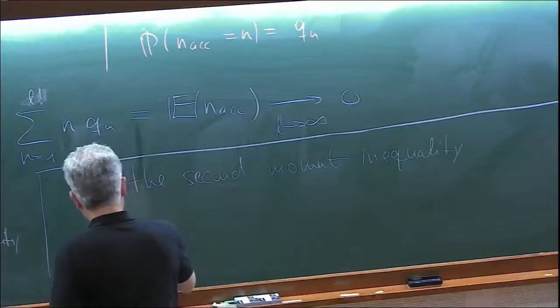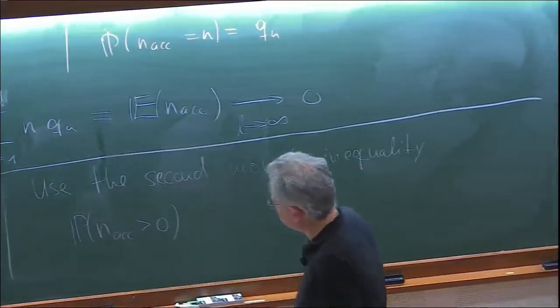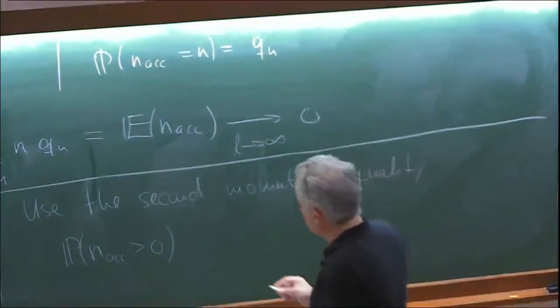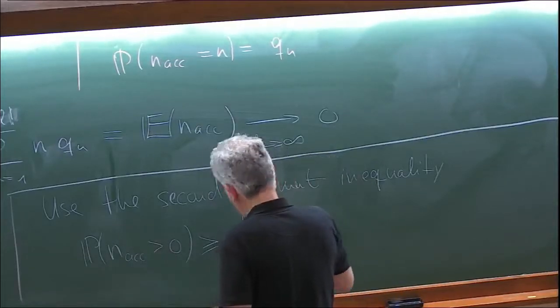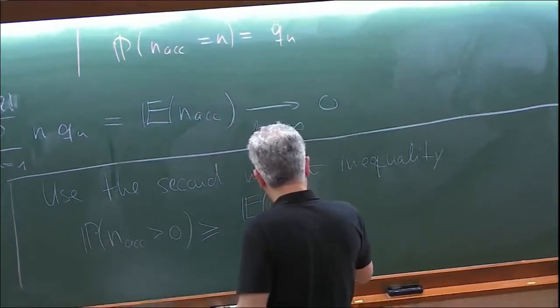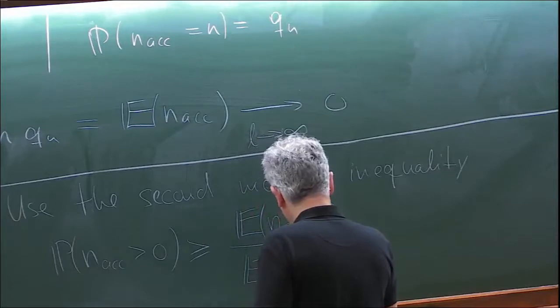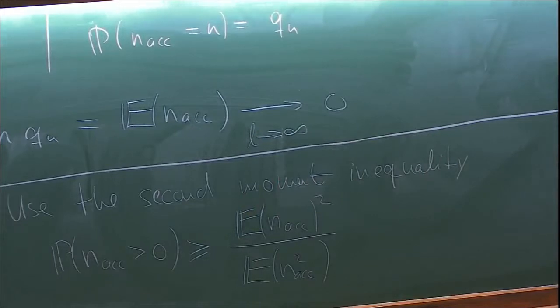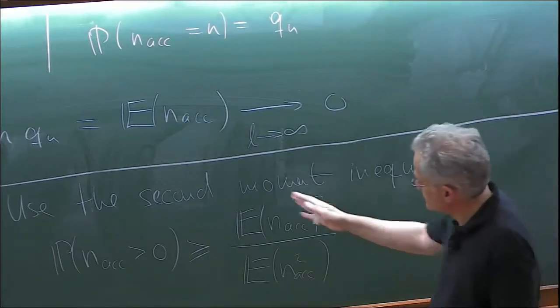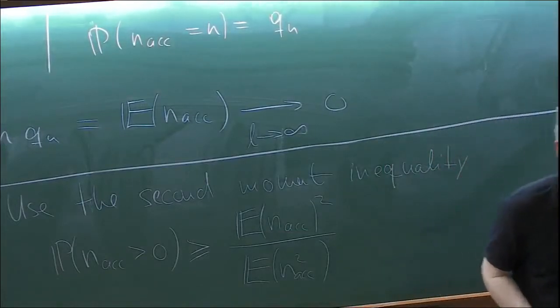Which is that, again, for the probability of having at least one accessible path. So you can bound it from below by the ratio of the square of the expectation divided by the expectation of the square. All right, so this somehow tells you something about how concentrated the distribution is. If the distribution is well concentrated, then this thing will essentially go to 1, okay?